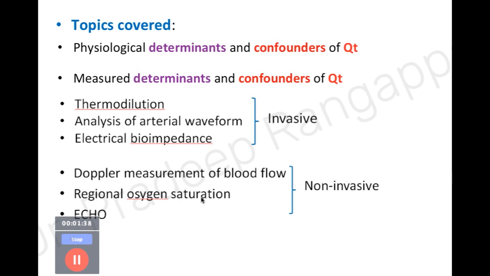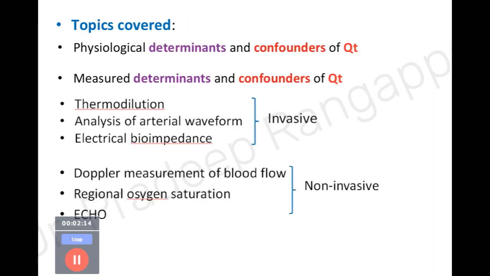Generally, our whole movement is towards non-invasive estimation of cardiac output. Some of them are Doppler measurement of blood flow, which is done by esophageal Doppler, or regional oxygen saturation and echocardiogram. As you see, the echocardiogram, although an excellent tool to measure non-invasively, does not give you continuous monitoring. It is a snapshot. Every time the operator has to do the measurement, so it is not continuous. That is the only limitation. Otherwise, it is an excellent tool to look at and assess the whole cardiac function.